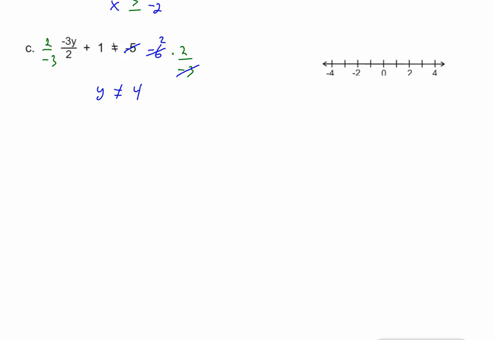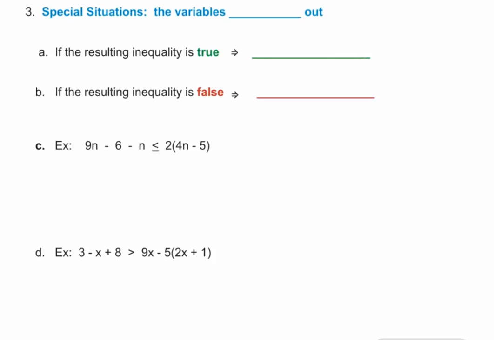Anybody remember? Kyle? You put a circle over 4 and arrows in both directions. Circle over the 4, arrow both directions, right? Because any other number except 4 solves the inequality. Is it true 0 doesn't equal 4? Yeah, that's true. Negative 100 doesn't equal 4? Yeah, that's true. 1,000 doesn't equal 4? Yeah, that's true. 4.2 doesn't equal 4? Yeah, that's true. Everything except for 4, right? Does not equal. Good to go? So does not equal, circle over the number, arrow both ways.